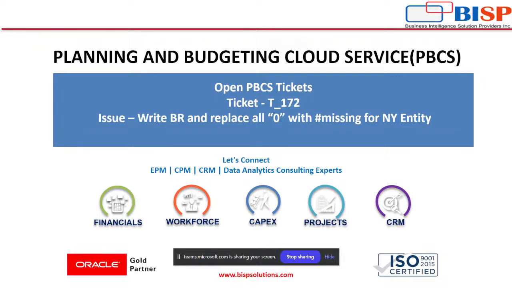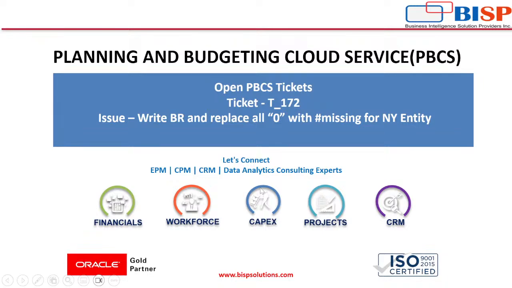So, today we are going to discuss one ticket, that is ticket 172. The issue is we will write one business rule to replace all the zero values with #Missing for one entity. So, what is #Missing?